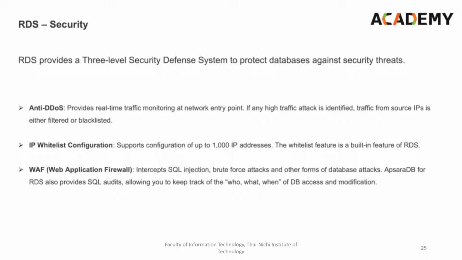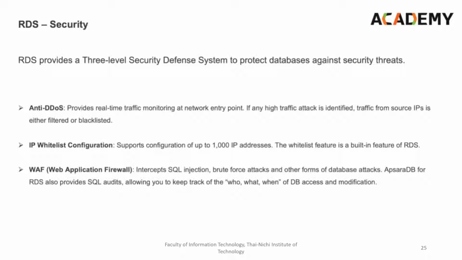RDS actually provides security also. It gives a 3-level security defense system to protect databases against security threats. The most important threat is the anti-DDoS. It provides real-time traffic monitoring at the network entry point. If any high traffic attack is identified, the traffic from source IPs is either filtered or blacklisted. Thereby we can stop accepting the requests from the malicious nodes which are giving denial of service attacks.